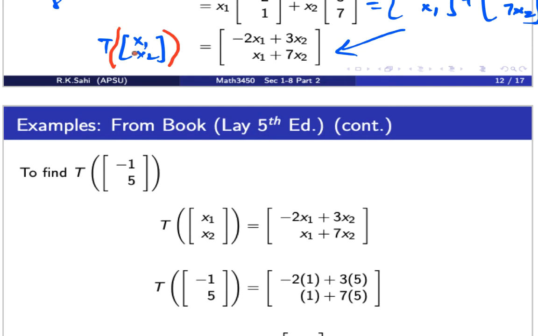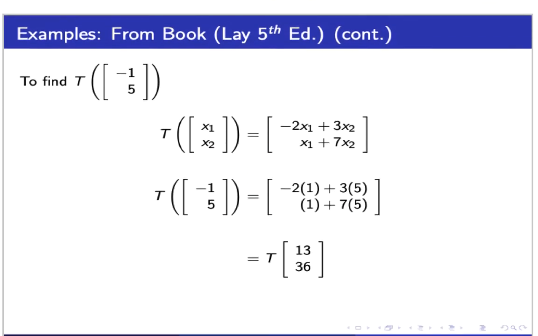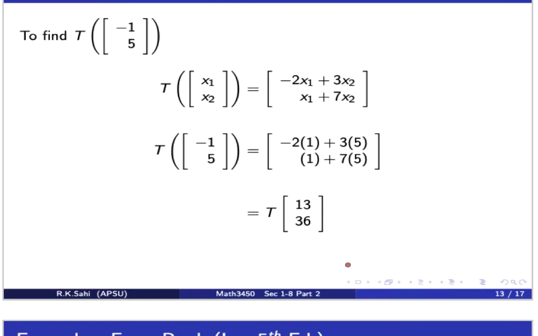So replace x1 and x2 by minus 1 and 5. And wherever on the right hand side, replace x1 by minus 1 and x2 by 5. So when you plug these values here, what do we get? Oh, need to remove this one. This was not T. 13 and 36.